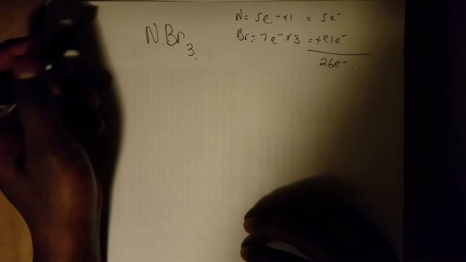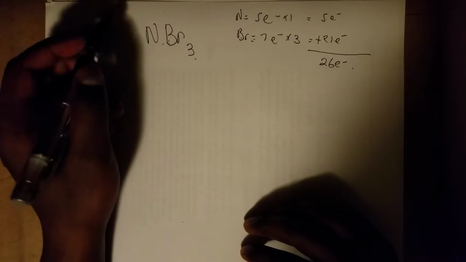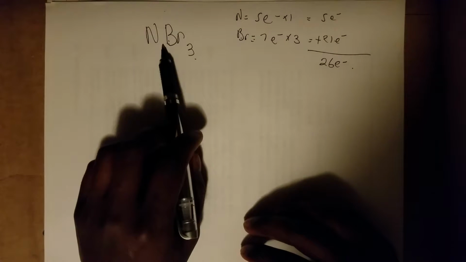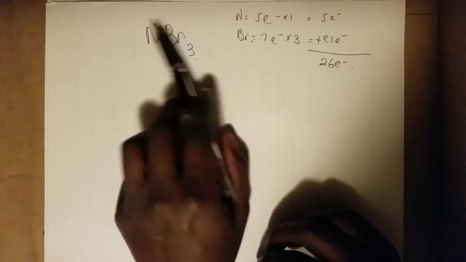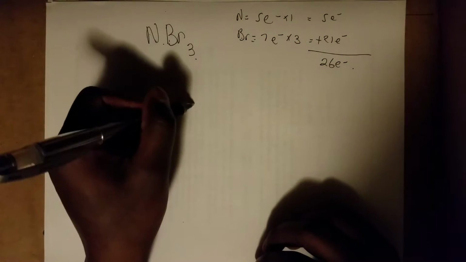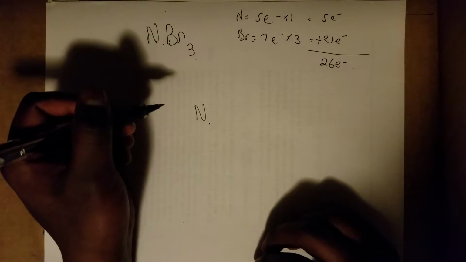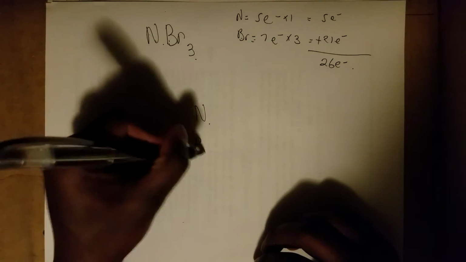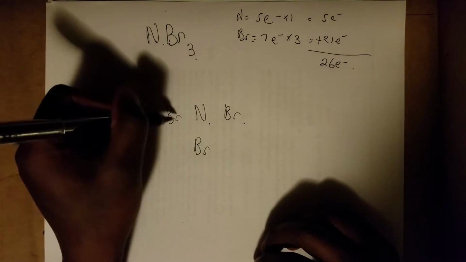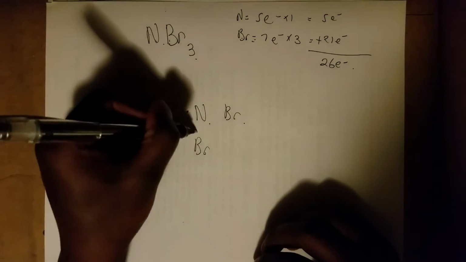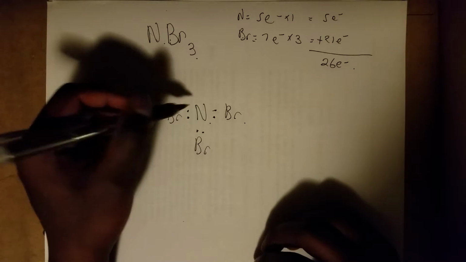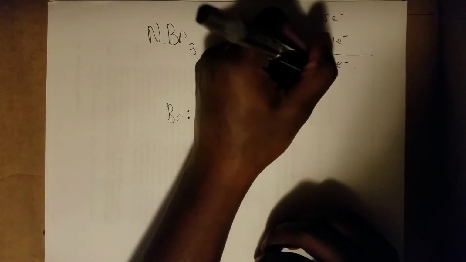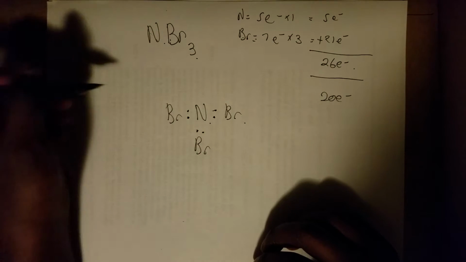Nitrogen has 5, and there's more bromide, so the one that's more would most likely go around, and the one that's less would most likely go in the middle. So you have nitrogen in the middle and 3 bromides around it. To form stable octets, they have to be bonded together, one from here, one from here, one from here. So it takes 6, and you're left with 20 electrons to distribute.